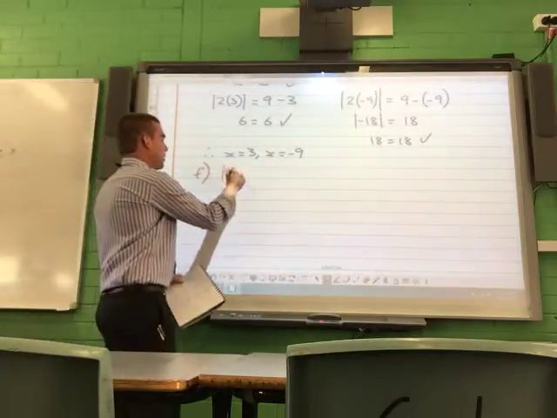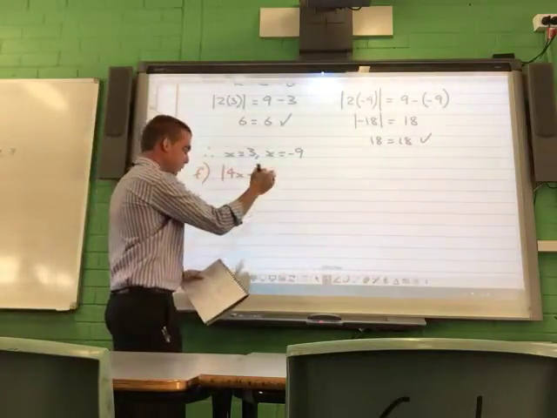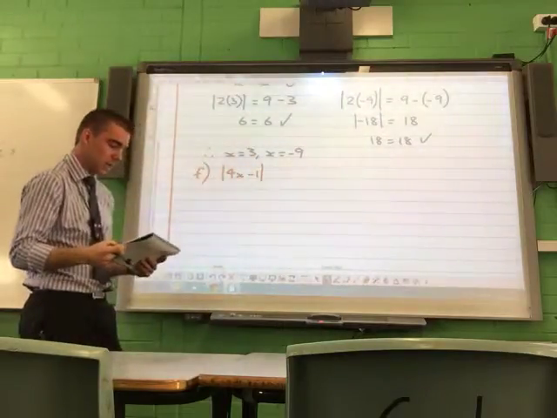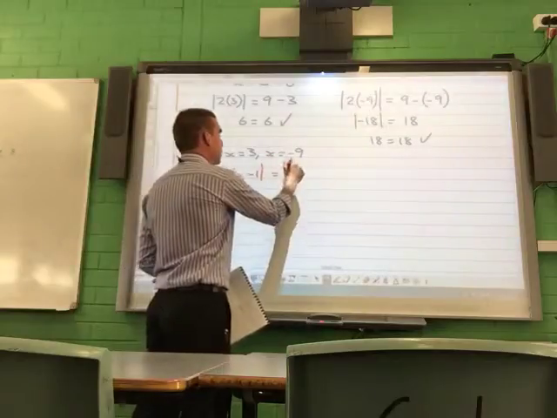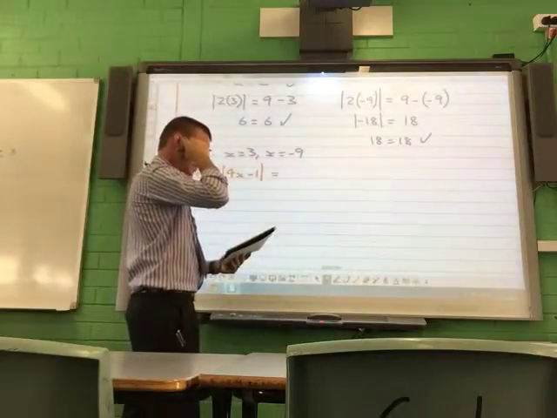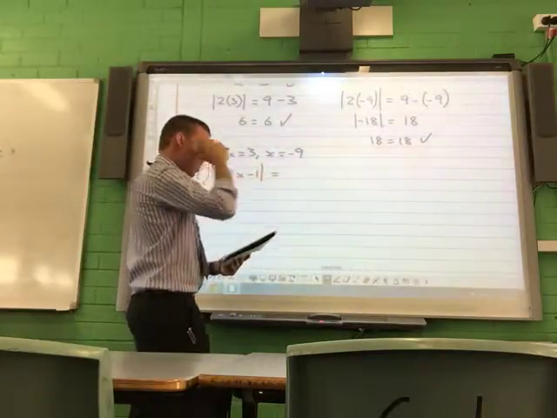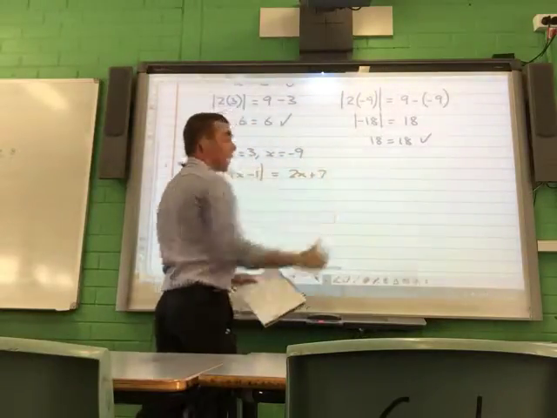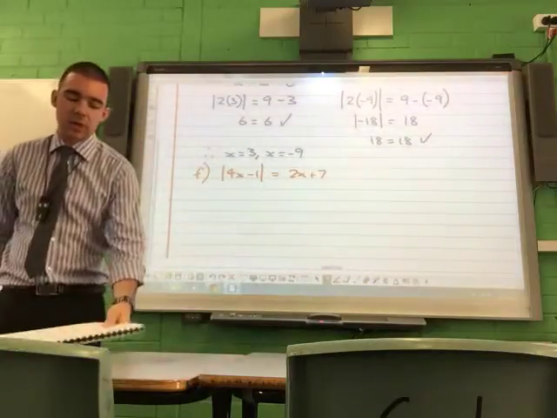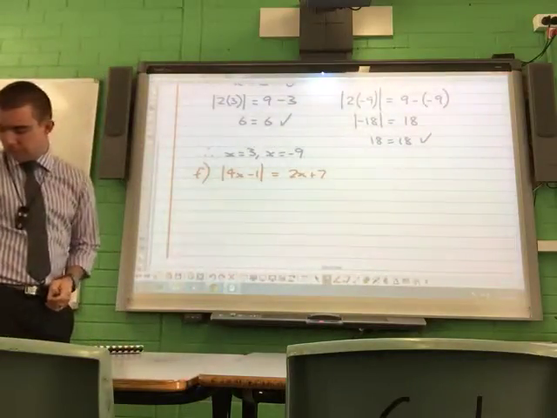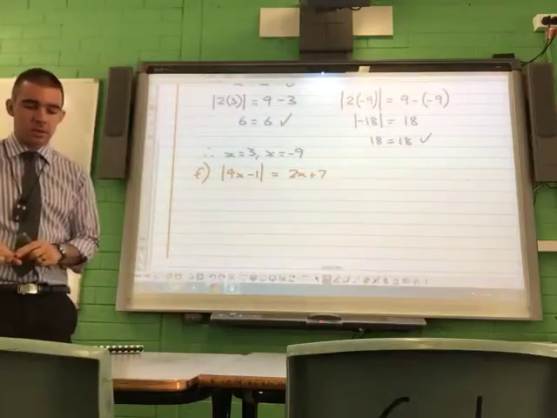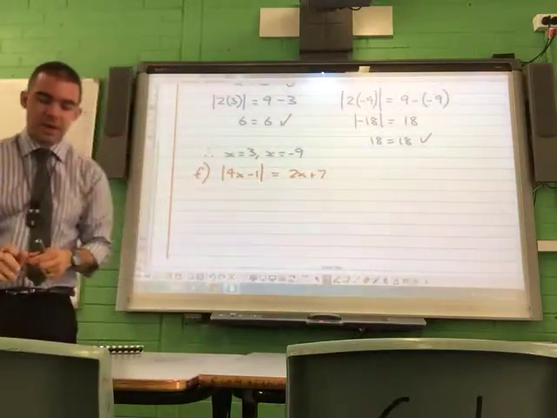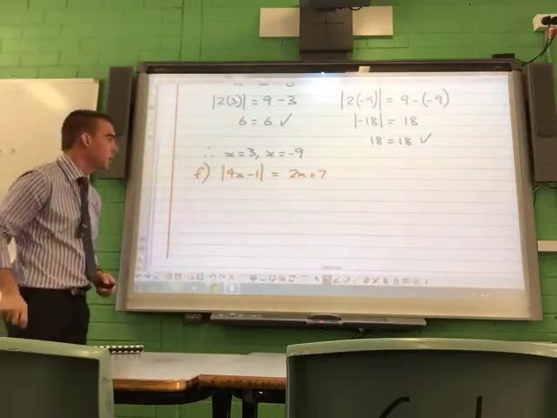Right, the absolute value of 4x take away 1. Okay, make sure the absolute value is in a straight line, is equal to, let's do 2x plus 7. Right, in your notes, it has an absolute value sign there as well. I don't want the absolute values on the other side. So on page 18, F, if you've got your notes there, can you cross out the absolute value on the right hand side? Page 18.